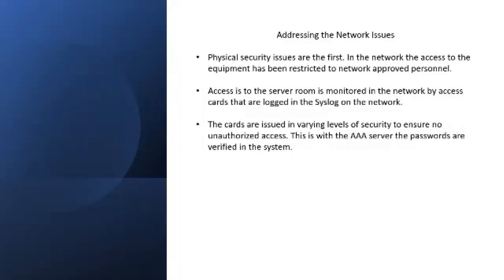Some of the network issues that we had were with physical security first, which pertain to technical aspects of the network. Equipment has been restricted to network approved personnel. We've made sure that the server rooms are secure through electronic means. That is the access through card logging and system log on the network. The cards are issued by varying levels of security to personnel, so there is no unauthorized access. There's a AAA server that deals with the passwords and their verifications.